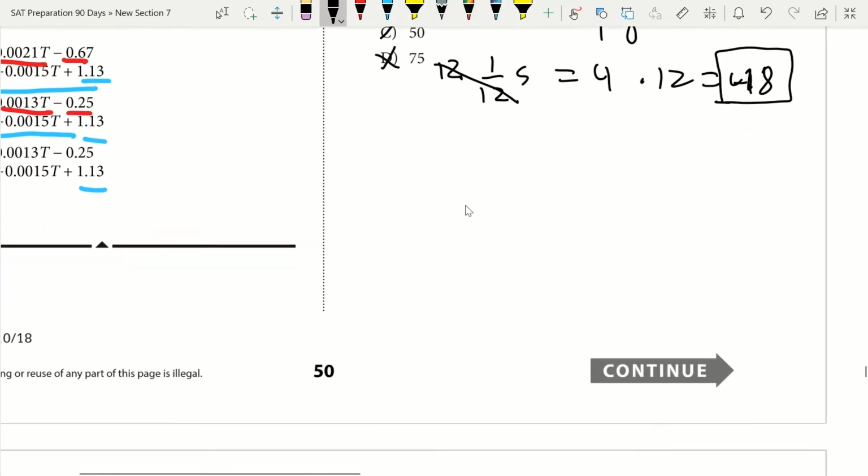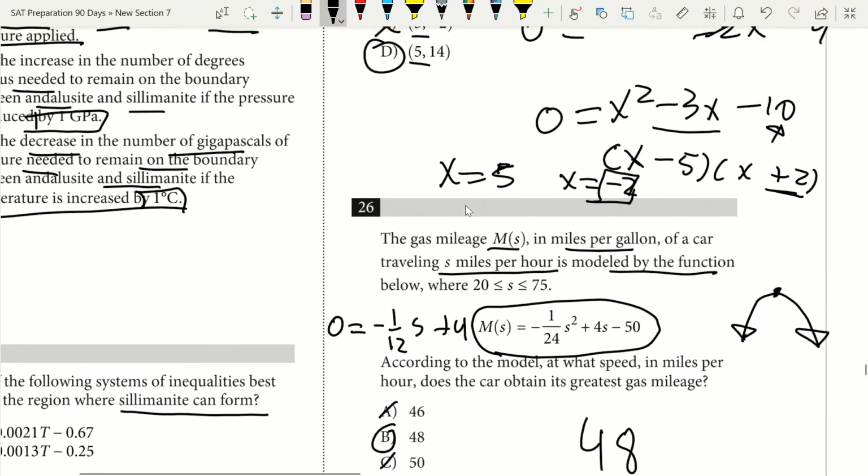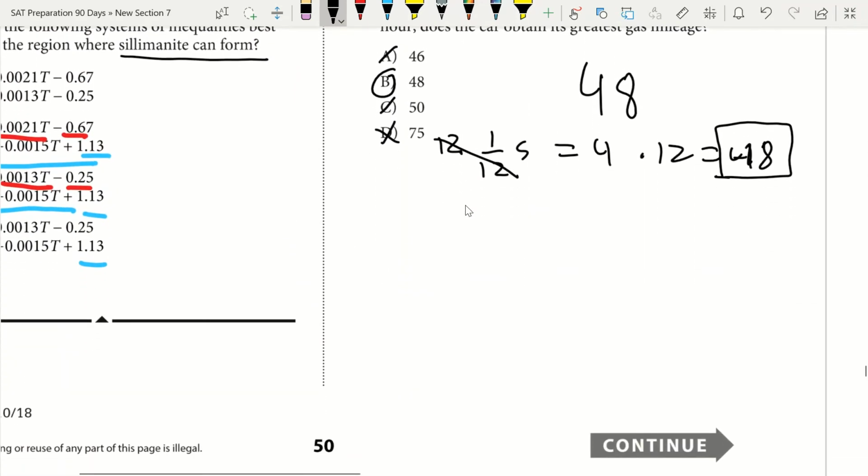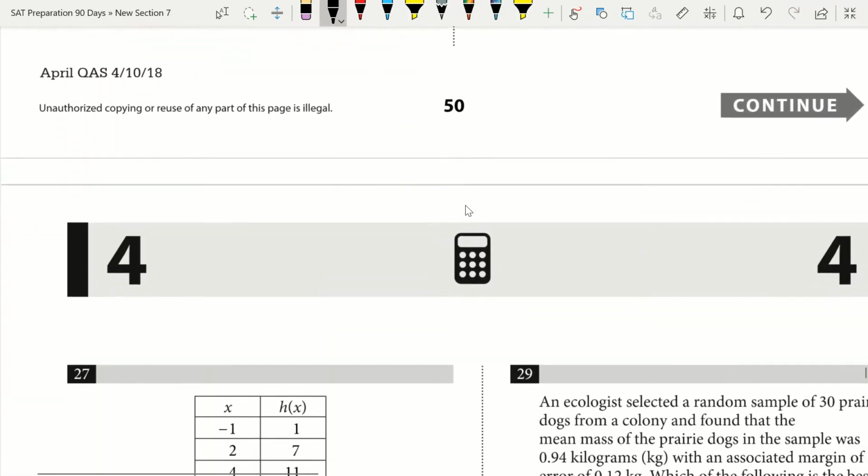So with that, we'll move on from 26. The 26 answer was B, 48. That's how we got it both ways. Now we can go ahead and move on to 27.